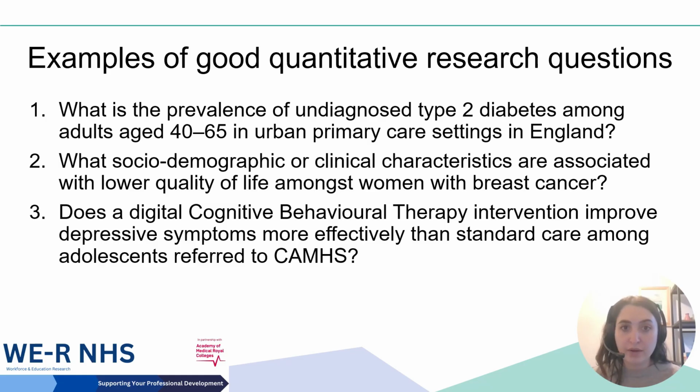These generally also include the dependent variable and the independent variable, so the thing you're measuring and the variable that you're changing. So, for example, in the first research question, the dependent variable is type 2 diabetes, or in the third research question, the independent variable is a digital cognitive behavioural therapy intervention. In this third example, the dependent variable, so the thing you're measuring, would be depressive symptoms.